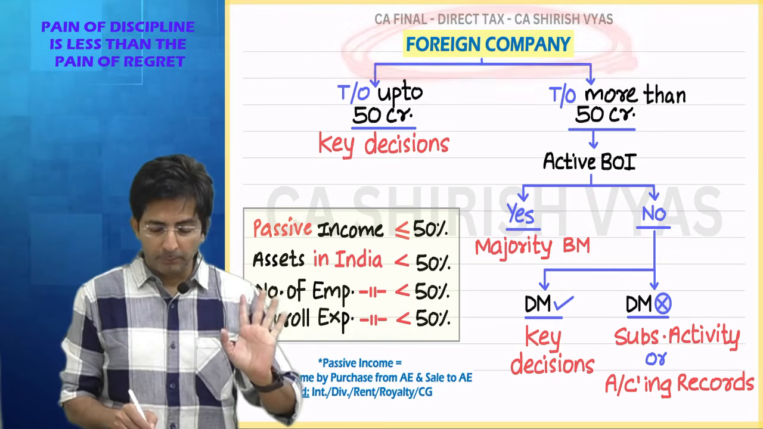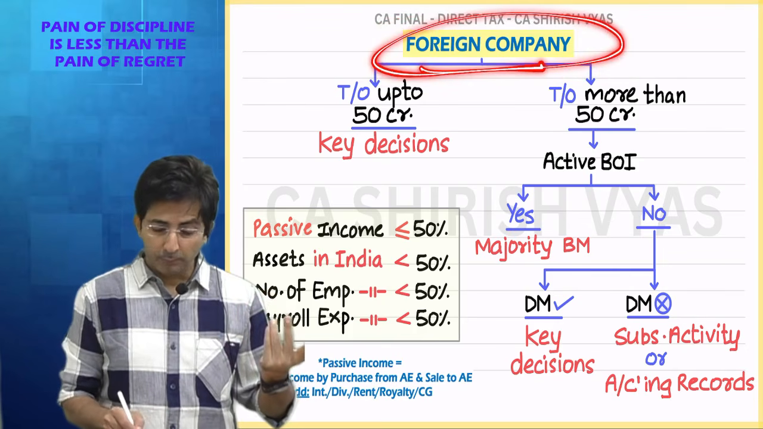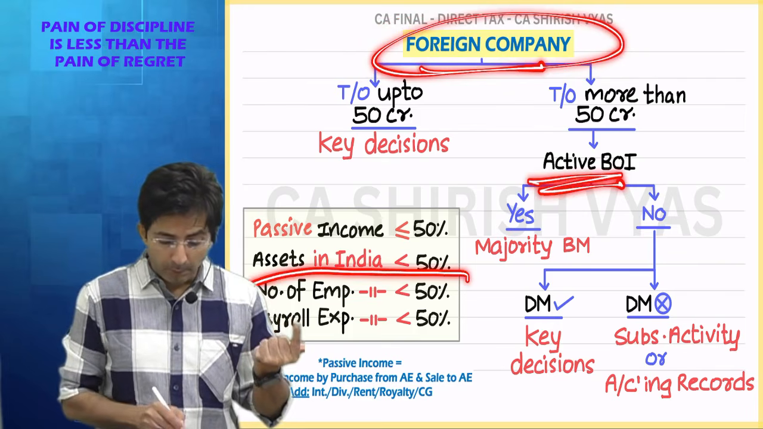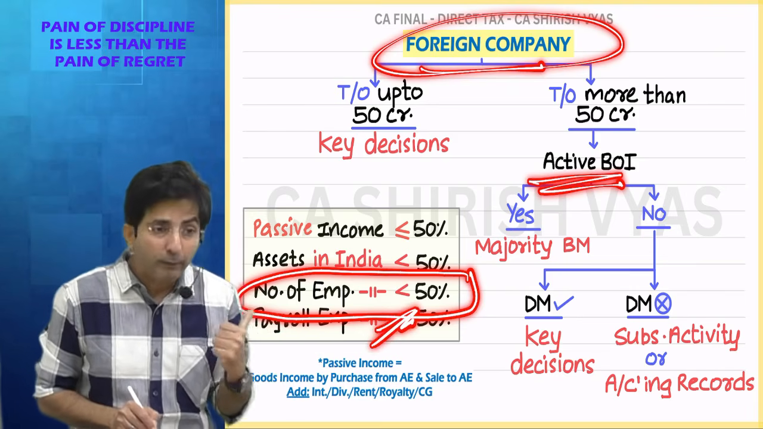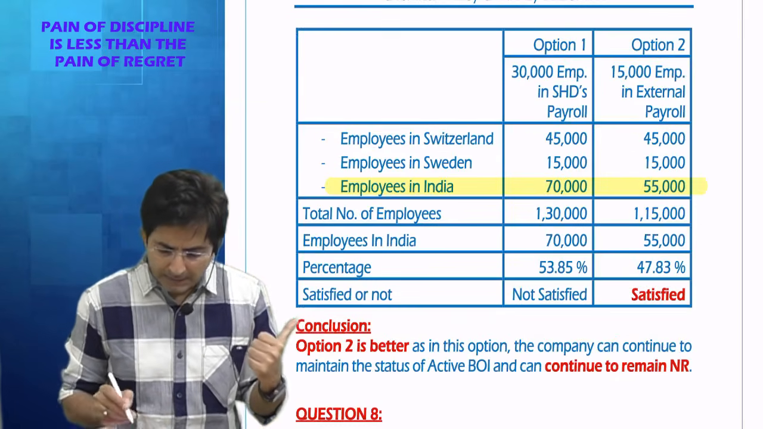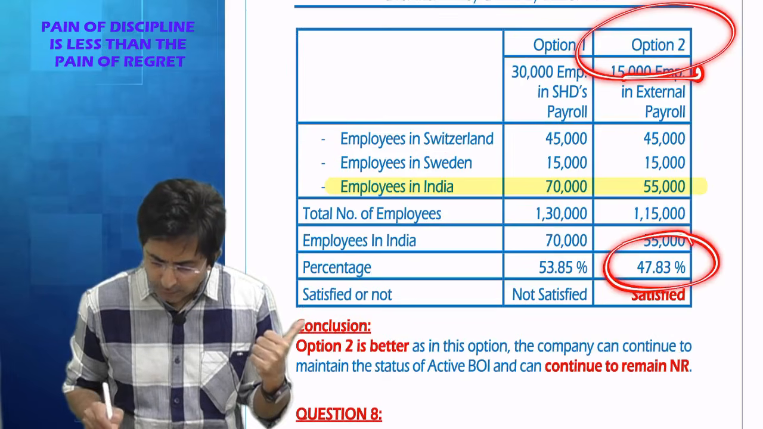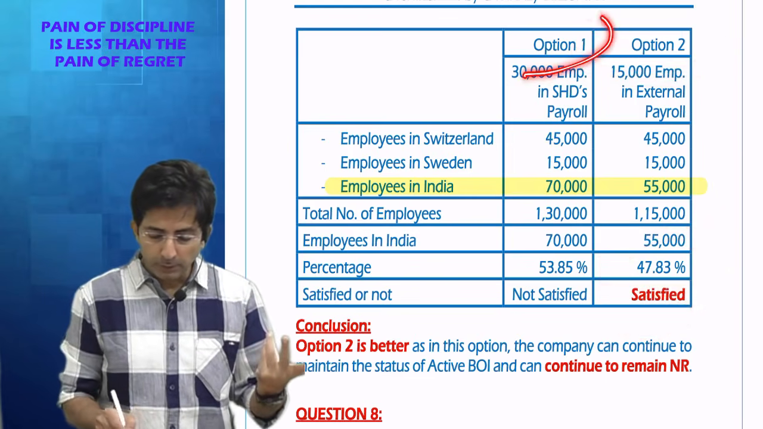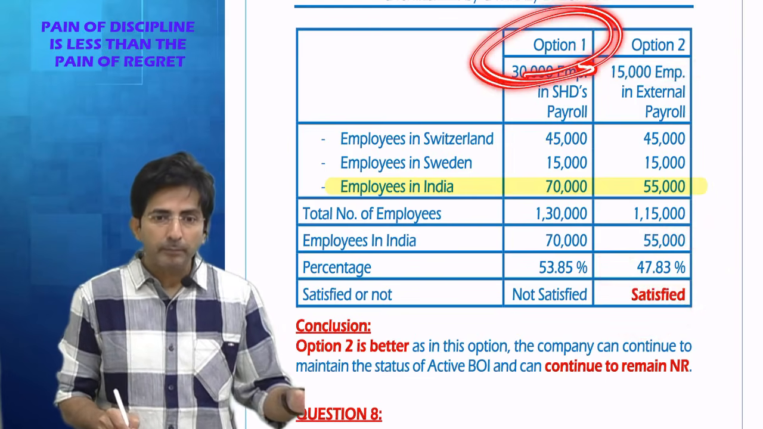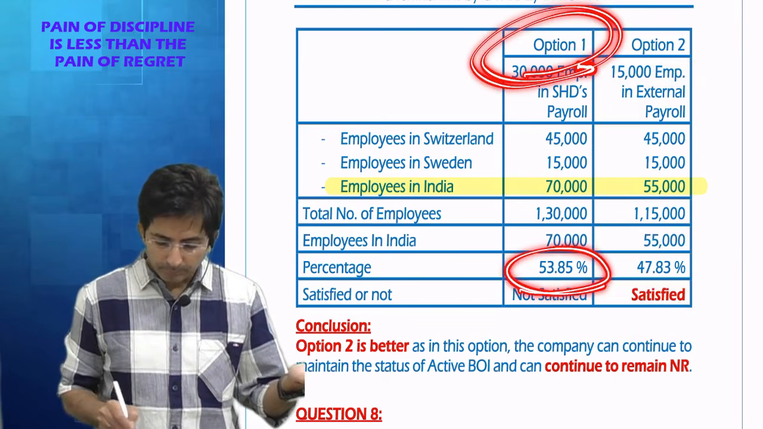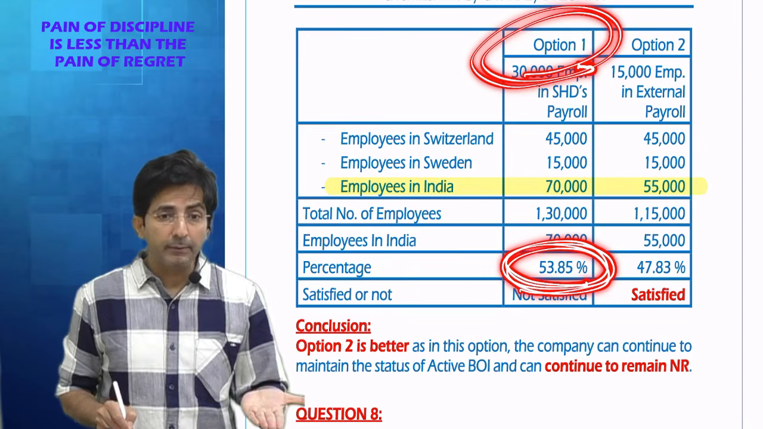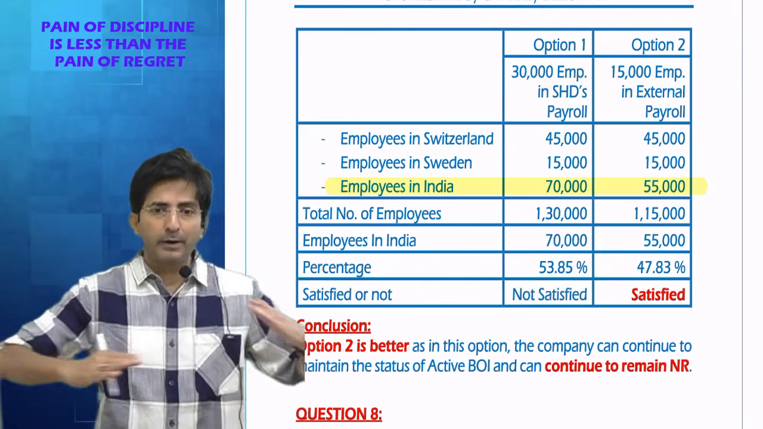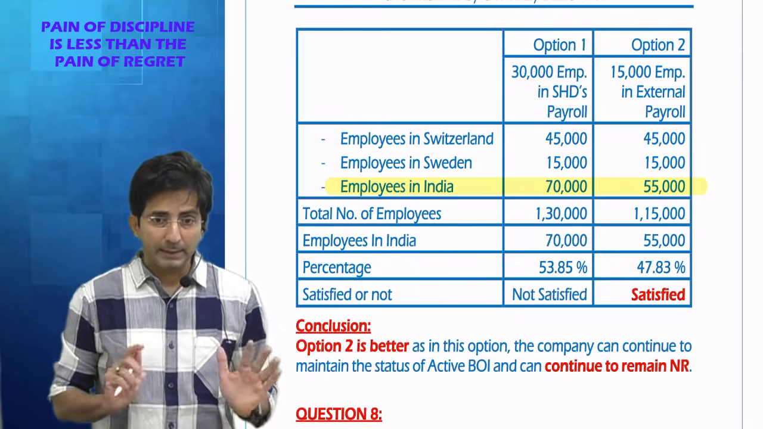Okay. So they will prefer which status? NR. But for that, they should satisfy active void. And for active void, the number of employees in India should be less than 50%. And that less than 50% is happening only in option 2. Option 2 is better. Option 1 will change the whole game. In option 1, the number of employees in India will increase beyond 50%. So we will fail in active void. So that is not advisable.